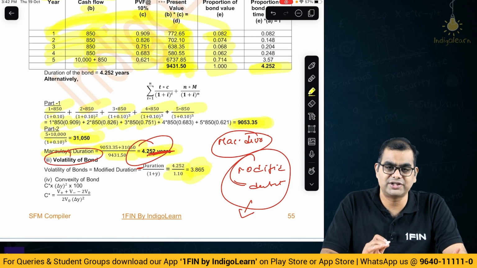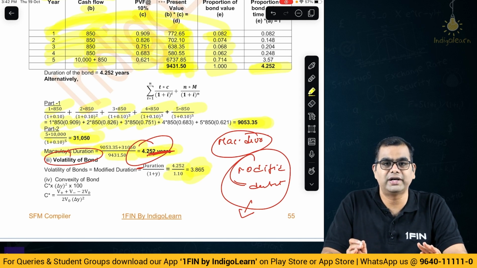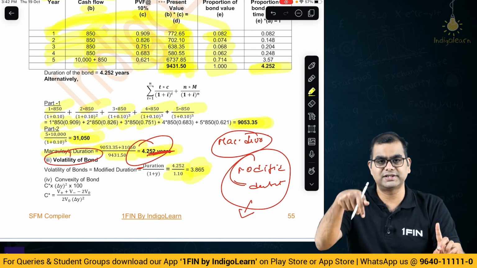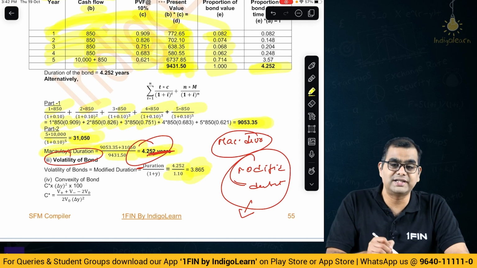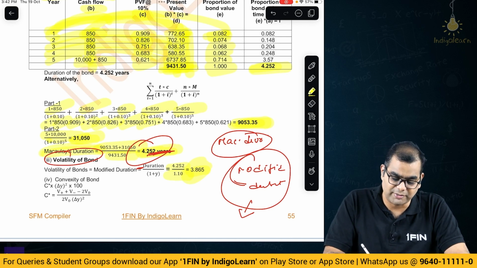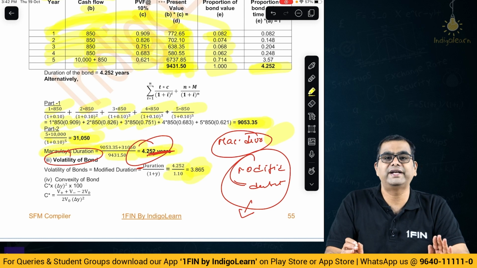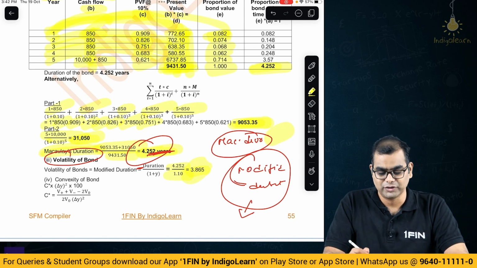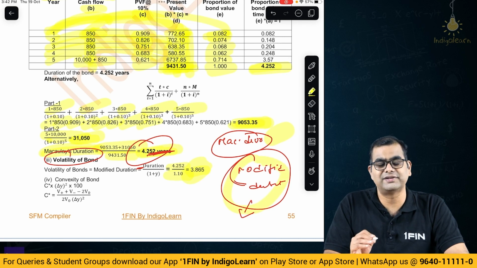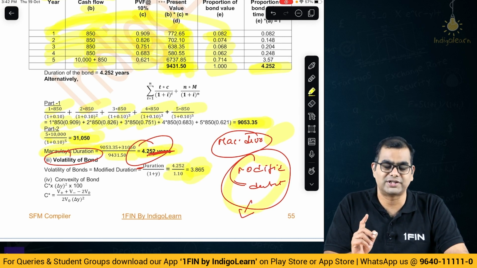For a 1% change in yield, the bond price will change by 3.865% in the negative direction. So if yield goes up by 1%, the price comes down by 3.865%. Now this is modified duration and not Macaulay duration. Macaulay duration is simply the weighted average time it takes for you to recover in present value terms the value of the bond. Whereas modified duration is the sensitivity or volatility for a 1% change.